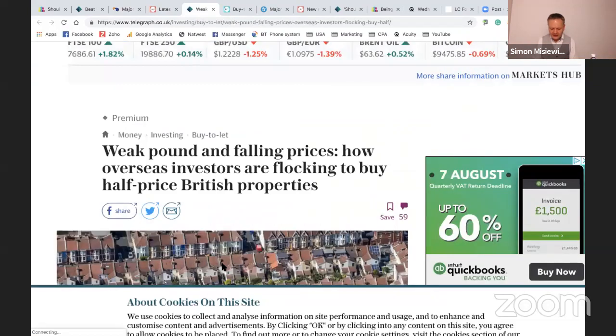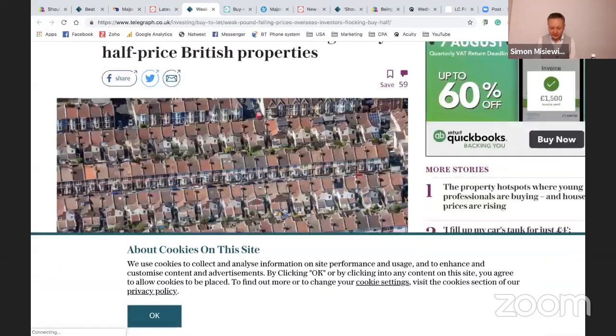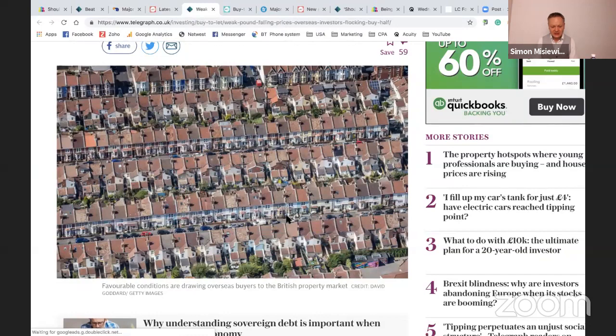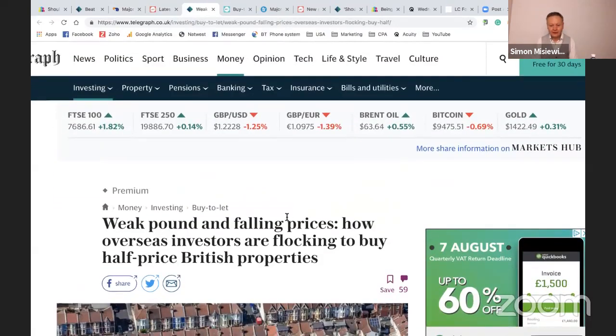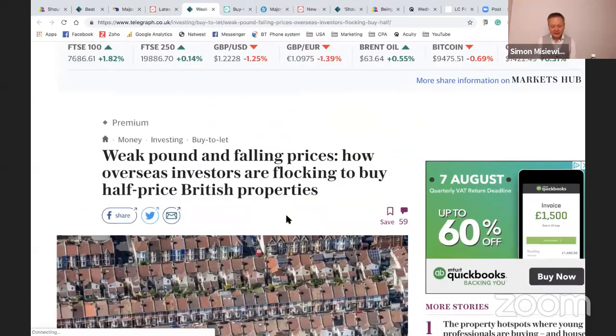The Telegraph, again, this is a first for me that I've used the Telegraph a second time in one session. But I have said on here, weak pound and falling prices, how overseas investors are flocking to buy half-price British properties. Please note the words half-price British properties.